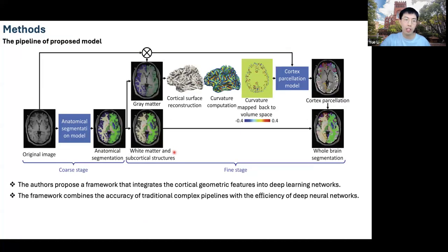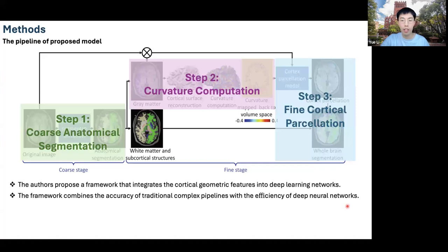So the authors' idea of this paper is to combine these two advantages together. They propose a framework that integrates the cortical geometric feature into the deep learning neural network. Specifically, it can combine the accuracy of the traditional complex pipelines and the efficiency of the deep neural network. Specifically, it contains these three steps, including the coarse anatomical segmentation, curvature computation, and fine cortical parcellation. And we will introduce these three steps one by one later.